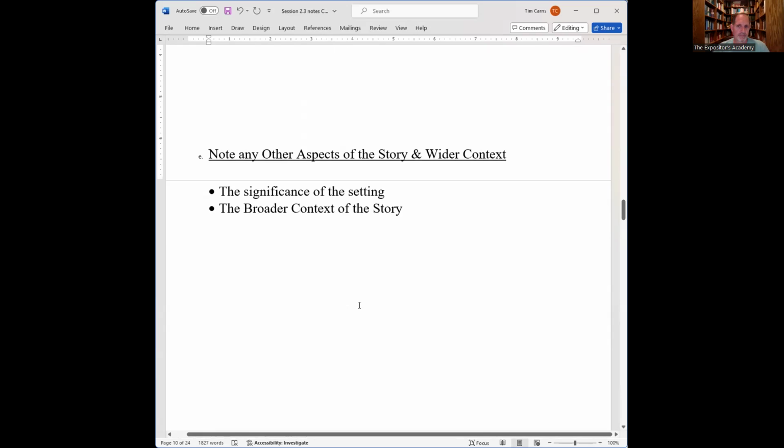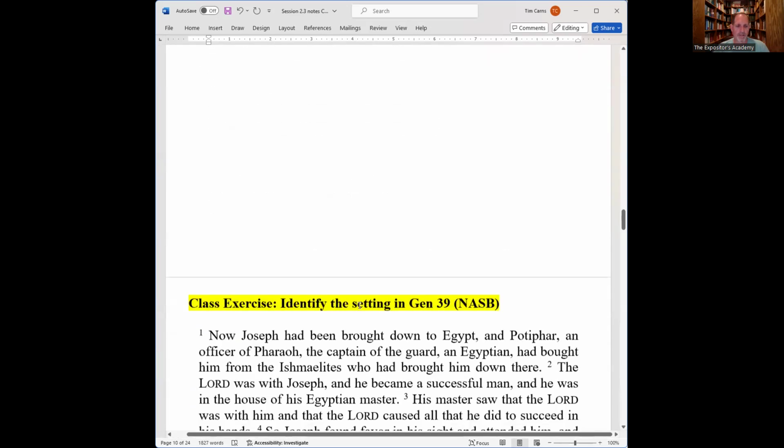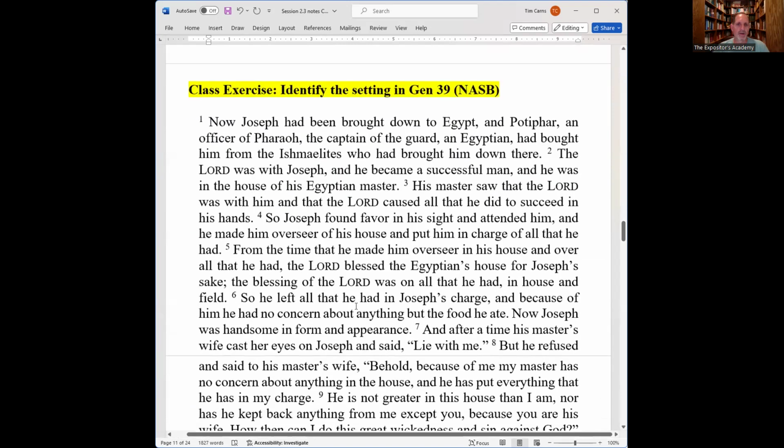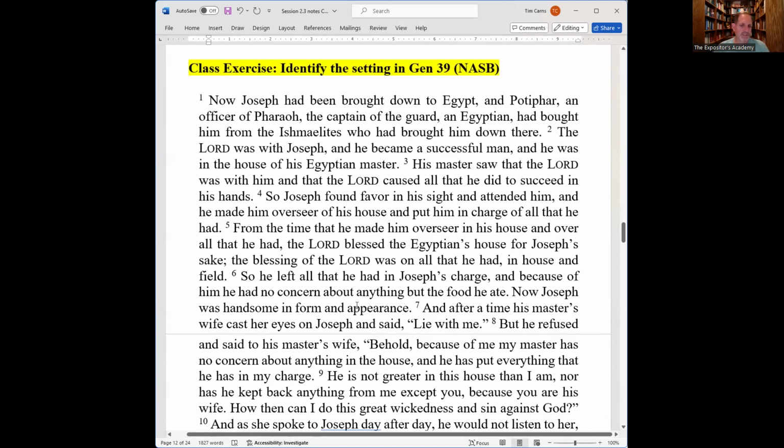All right. So those are the 4 elements for setting analysis. Now, what I'd like to do is go ahead and we'll do Genesis 39 as a practice or an example of setting analysis. Normally, if we're meeting together, I'd have you read the text and spend some time on your own trying to identify the setting. But since this is recorded, I'll have to do that step myself.